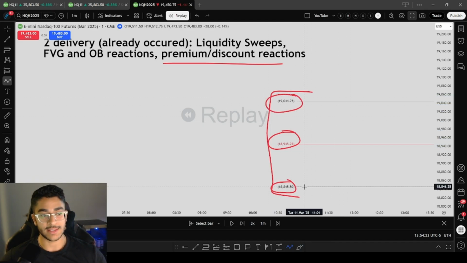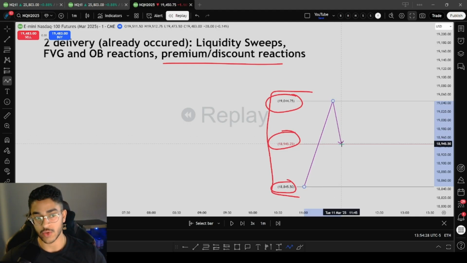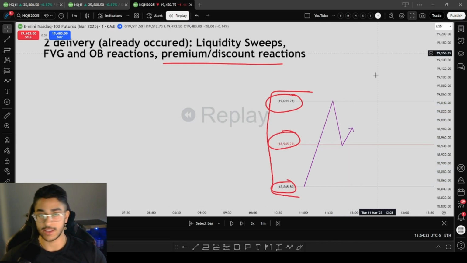What do I mean by that? Let's say we have a swing low in the market. We come up, we establish a high, and then we retrace. I'm concerned with how far this retracement dug into that range, right?